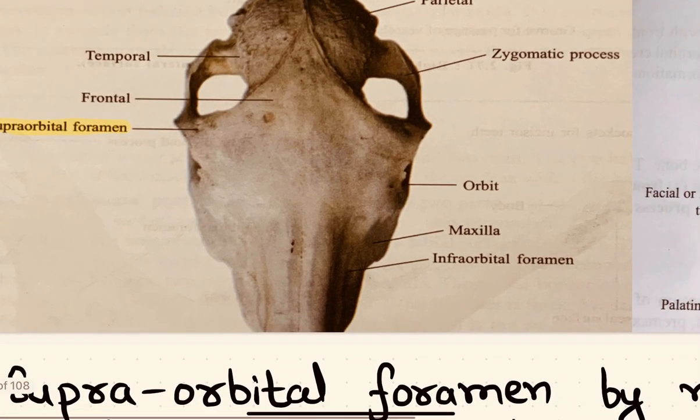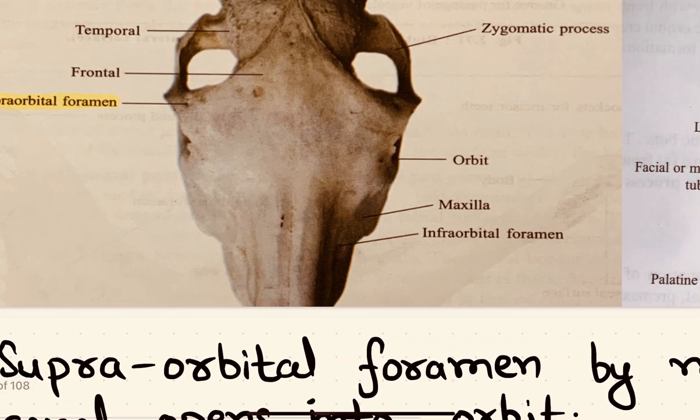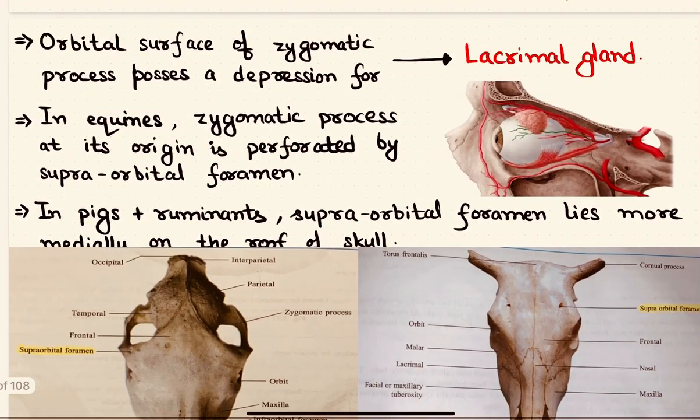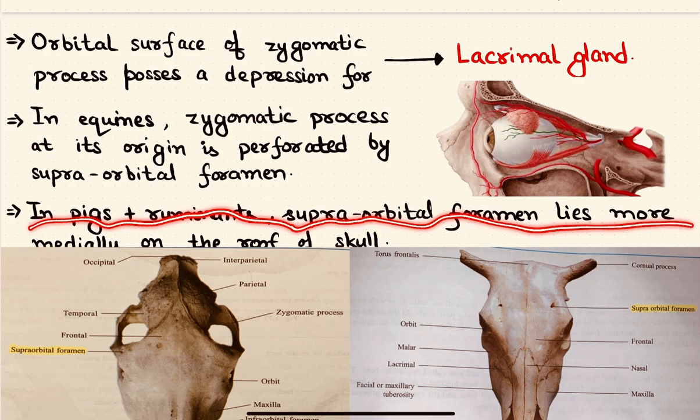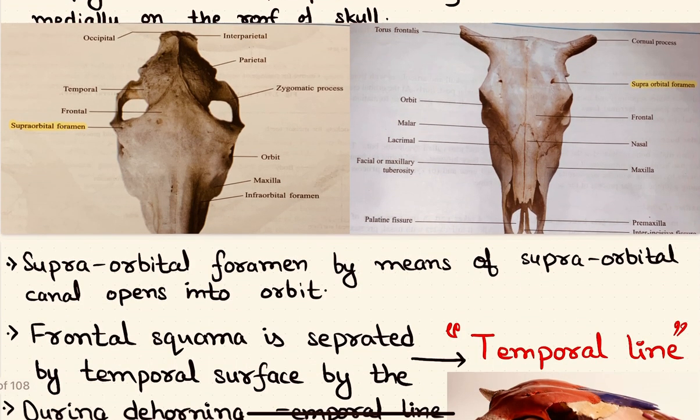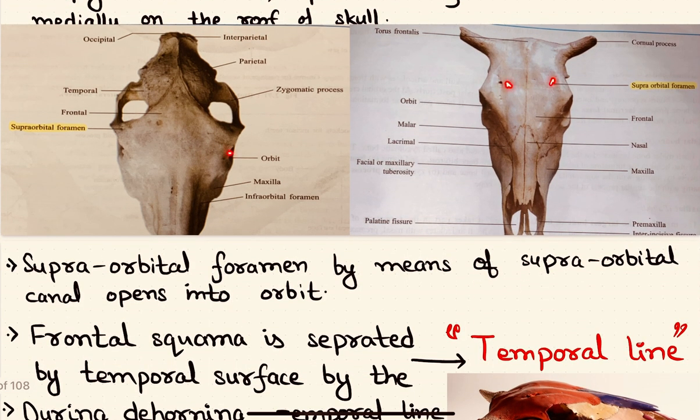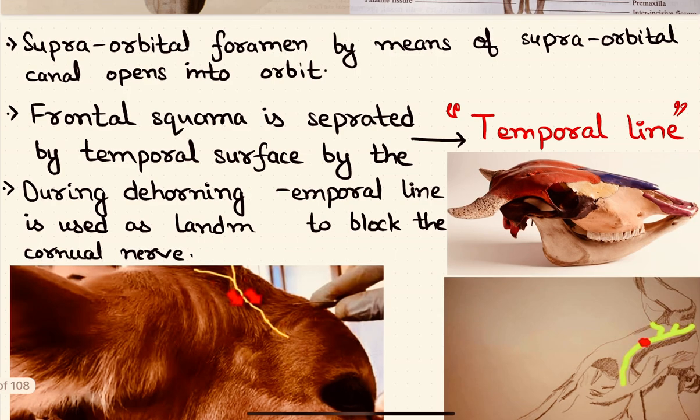But in case of horse or equines, this supraorbital foramen is very close to the zygomatic process. As in equines, the zygomatic process at its origin is perforated by the supraorbital foramen, but in pigs and ruminants, the supraorbital foramen lies more medially on the roof of the skull, like you can see here. But in equines, it is present on the zygomatic process or very close to it.